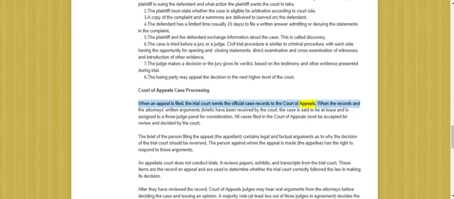Appeals. When the records and the attorneys' written arguments, briefs, have been received by the court, the case is said to be at issue and is assigned to a 3-judge panel for consideration. All cases filed in the Court of Appeals must be accepted for review and decided by the court. The brief of the person filing the appeal, the appellant, contains legal and factual arguments as to why the decision of the trial court should be reversed. The person against whom the appeal is made, the appellee, has the right to respond to these arguments.